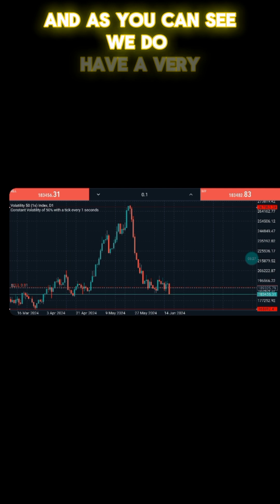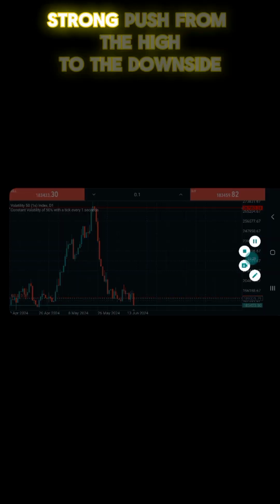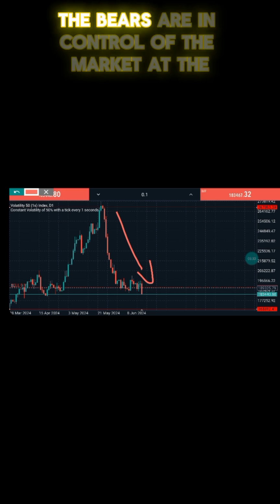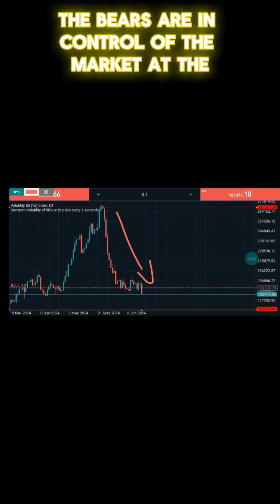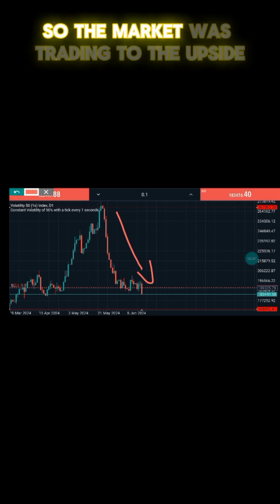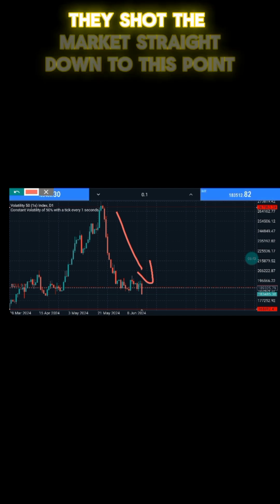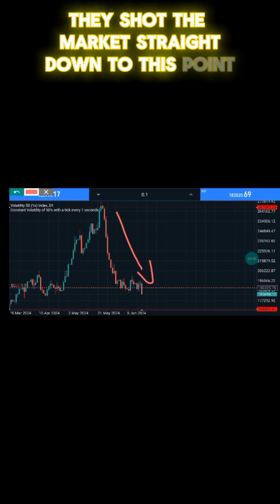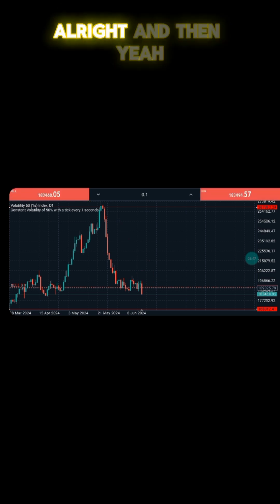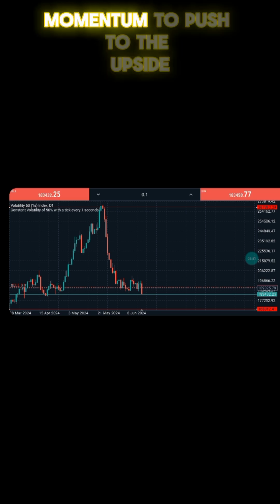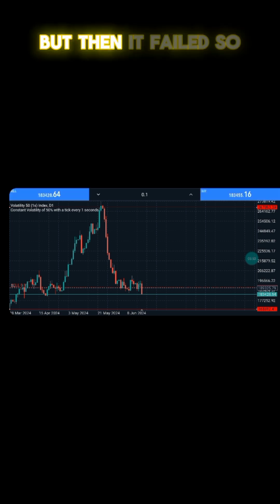So with that being said, I looked a little bit closer at the market, and as you can see, we do have a very strong push from the high to the downside, showing that the bears are in control of the market at the current moment. The market was trading to the upside, trying to retrace, and then when the bears came in, they shot the market straight down to this point. Then the market tried to give a little bit of momentum to push to the upside, but it failed.